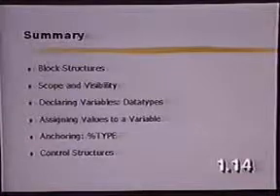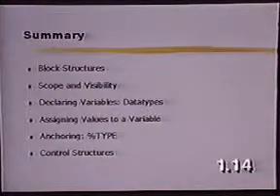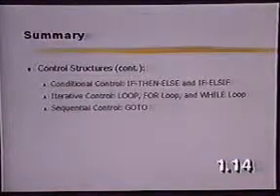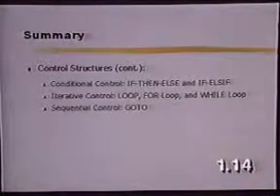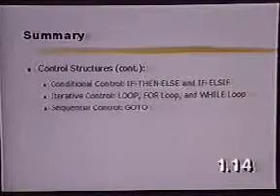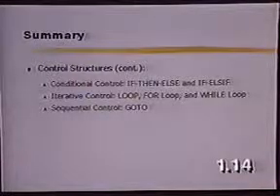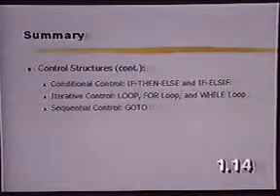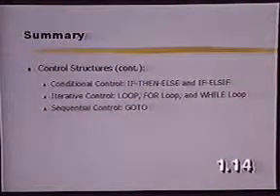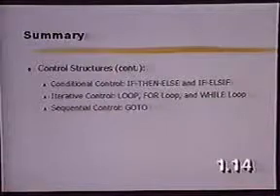Then we spent a great deal of time on control structures. The various control structures we talked about included the conditional control flow, IF THEN ELSE, or IF ELSIF. And that meant that we could basically make a decision and execute this section or this section based on some kind of condition. Then we looked at all of the various flavors of loops that we have.